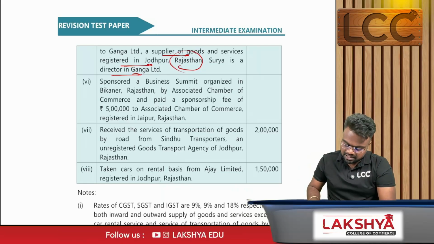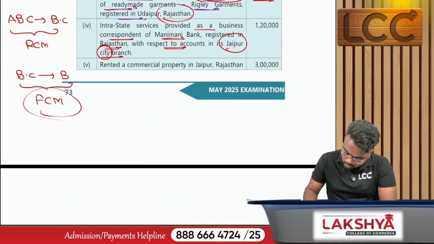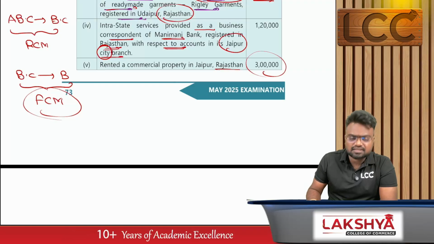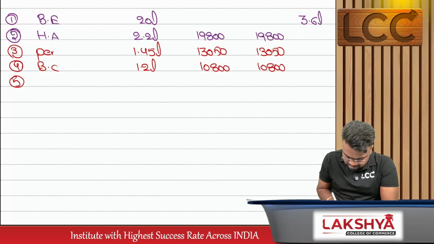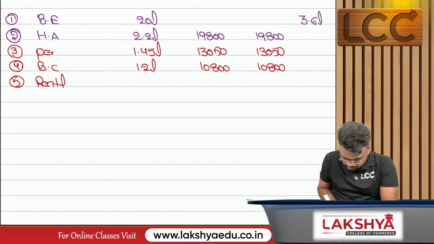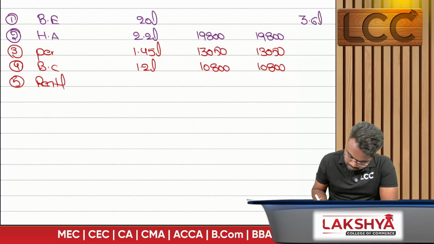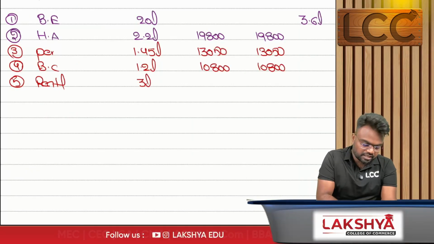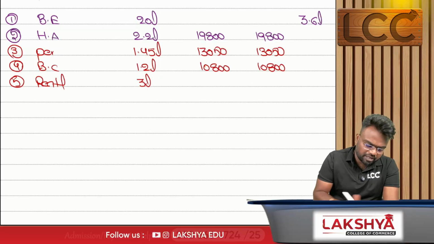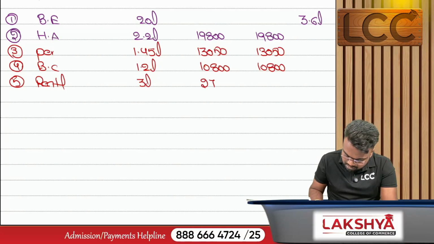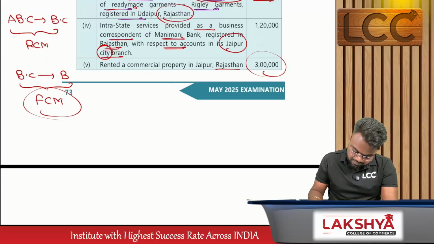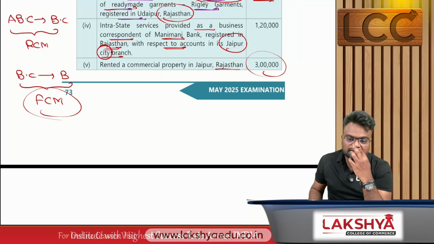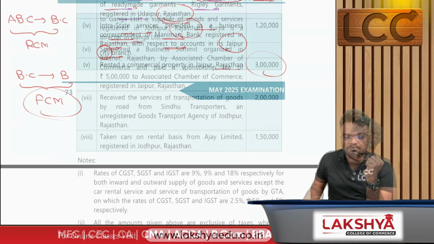Hence, GST will be levied on what amount? On 3 lakhs. Both are in Rajasthan. So, intrastate. Fifth one is rental. On what amount? On the amount of 3 lakhs. What is the rate? 3 lakhs into the same rate 9%, so 27,000. So till now we discussed 5 points. Okay, next, sixth one.